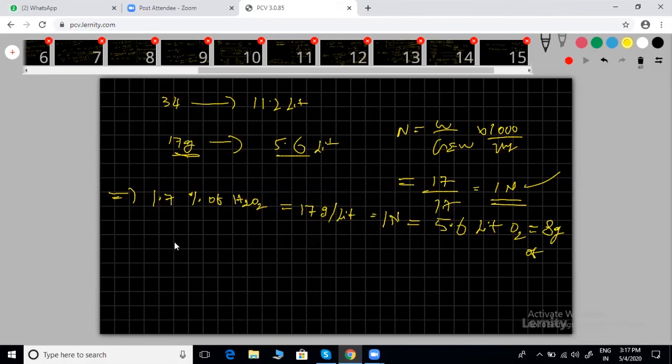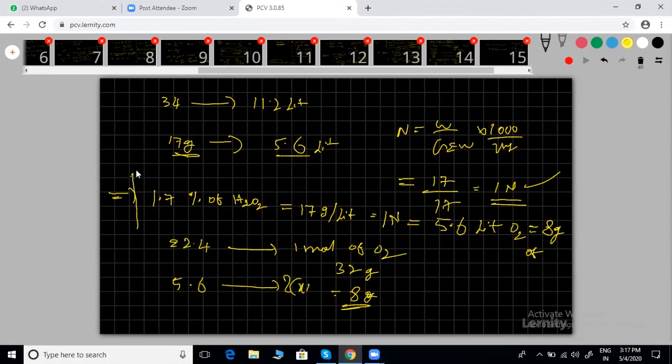I hope you know that one. 22.4 liters equal to 1 mole of O2. 1 mole is nothing but 32 grams. So if 5.6 liters, how much? X. We will get again 8 grams. So how much oxygen are we getting? This is the whole relation. Try to keep in mind.